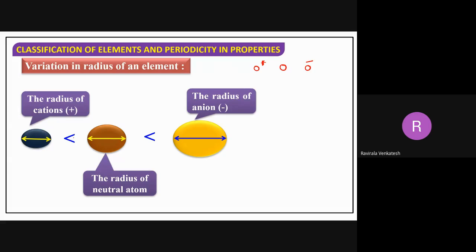Let me see. If it is the same element, for example, I will take chlorine here. I am taking chlorine cation, Cl+, chloronium ion. This is the chlorine atom. This one is chloride ion, Cl-. Now, if you observe, the cation will have less size compared with the atom, and the atom will have less size compared with the anion. So the neutral atom is intermediate. Generally cation size is lesser than the neutral atom, and neutral is lesser than the anion. So we can write Cl+ is lesser than Cl, which is lesser than Cl-.